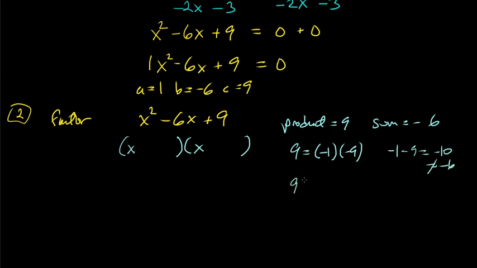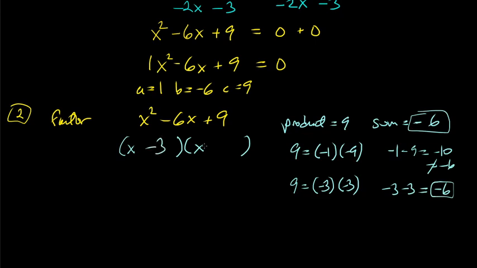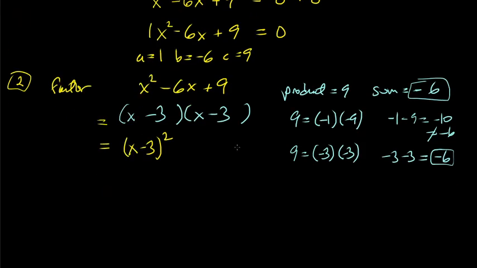Okay, can we divide by negative 2? Nope. How about negative 3? Sure, 9 is negative 3 times negative 3. And negative 3 plus negative 3 is negative 6. So there's our match. So the two numbers here are negative 3 and negative 3, which shouldn't be too much of a surprise, since this is a perfect square. It's x minus 3 squared. Okay, so that takes care of the factoring.